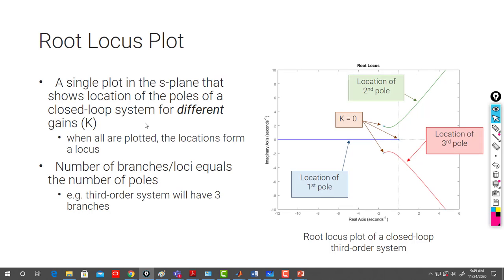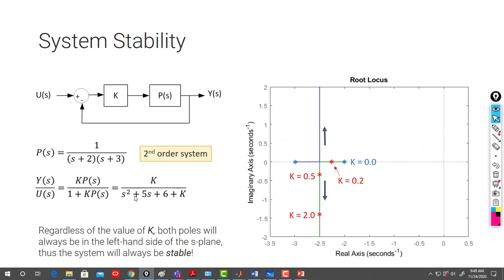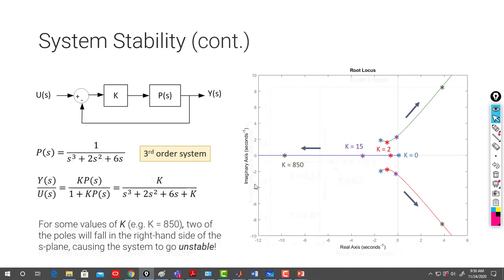Remember here I showed you a rule. Number of branches equals the number of poles. So third order system will have 3 branches. Second order system will have 2 branches. So here third order system will have 3 branches. Because basically why do I have 3 branches? Because I have 3 poles, and these 3 poles will have locus. So each pole will follow a line, will follow a branch.